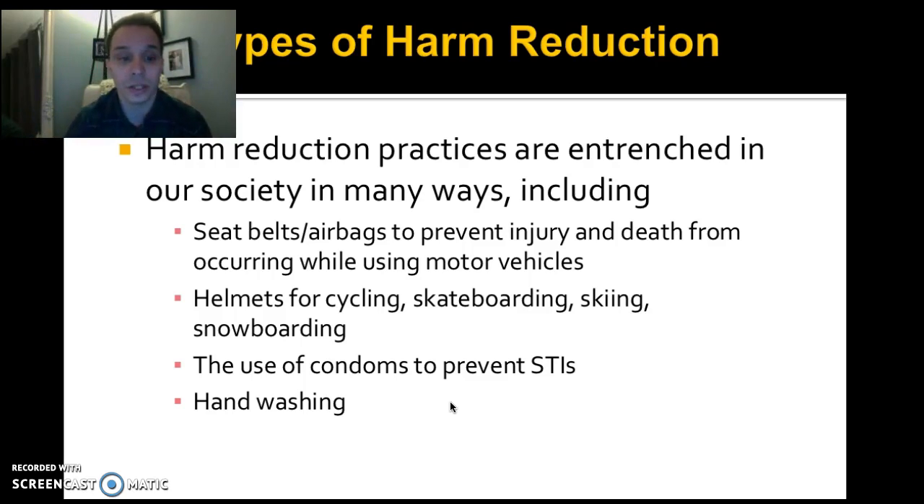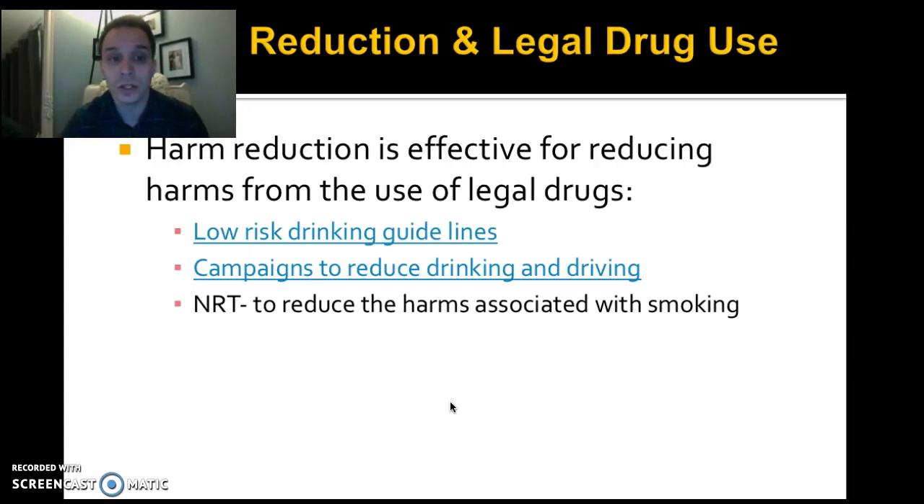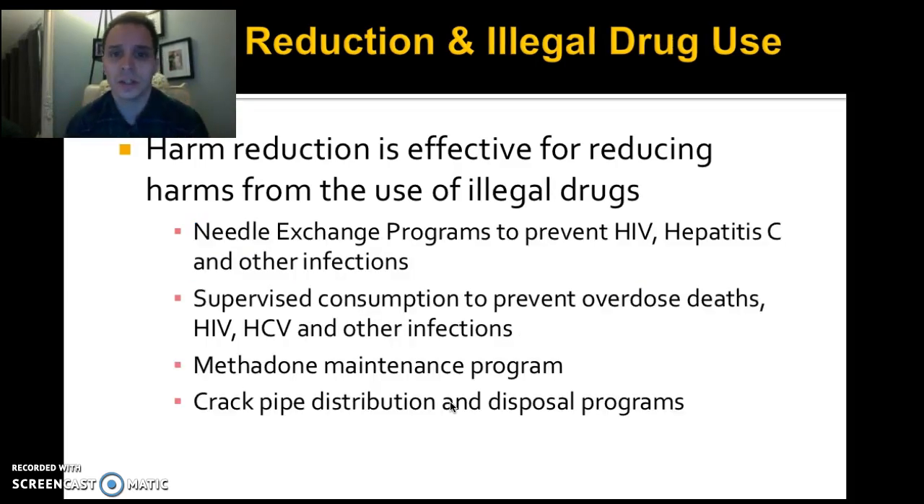And we also see hand washing. These are all ways we use harm reduction in our everyday lives. We also see harm reduction for legal drug use, like lower drinking guidelines, campaigns to reduce drinking and driving, NRTs or nicotine replacement therapies. So these are all legal ways in which we might use those. And I'll post this presentation, and there are links in the presentation. Harm reduction is effective for reducing harms of illegal drugs as well.